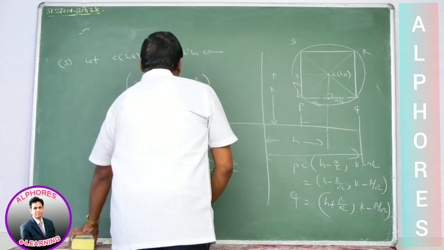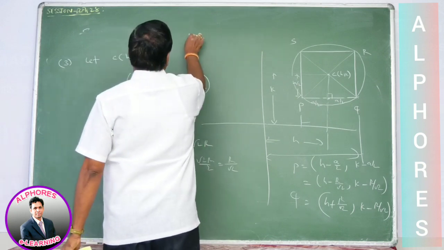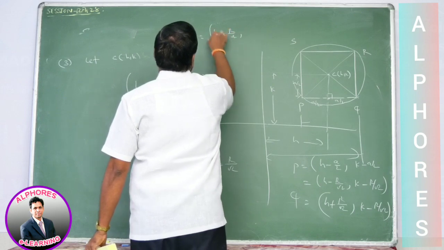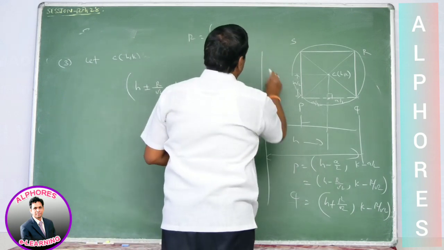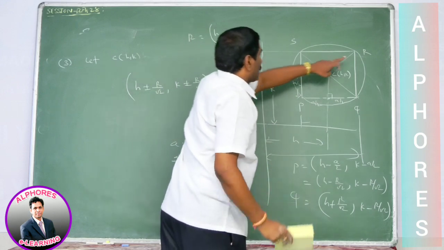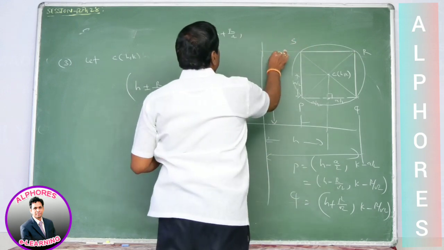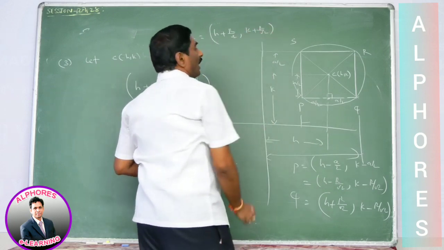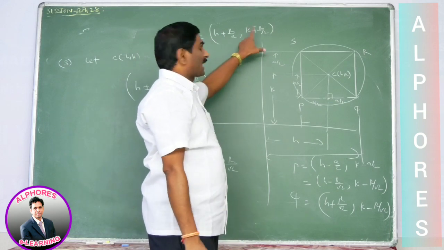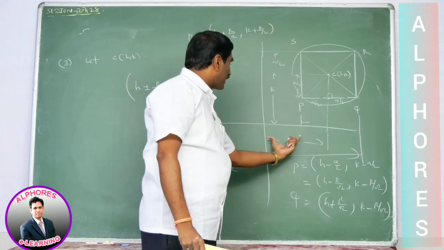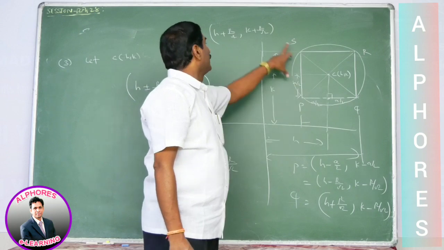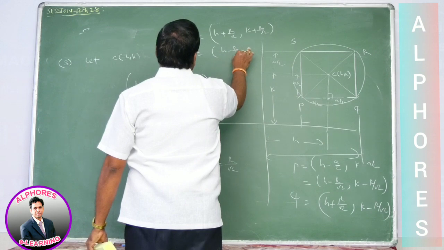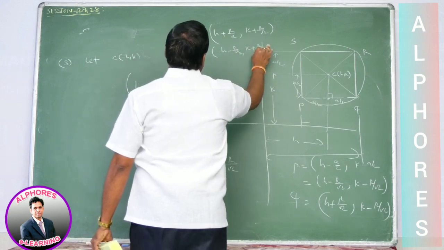Next, the point R. What is the value of R? X coordinate is H plus A by 2, that means H plus R by root 2. For the y coordinate, draw the projection of R on the y-axis. It is also A by 2, K plus A by 2, K plus R by root 2. R is nothing but (H plus R by root 2, K plus R by root 2). At the same time, S: x coordinate is the same, H minus R by root 2, and y coordinate K plus R by root 2. S is equal to (H minus R by root 2, K plus R by root 2).